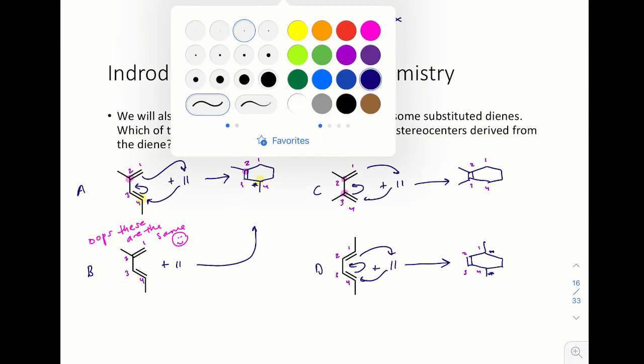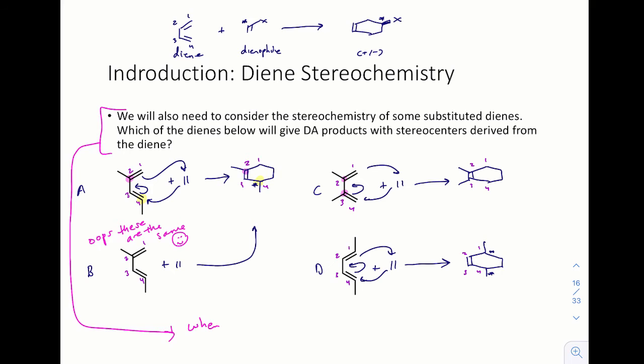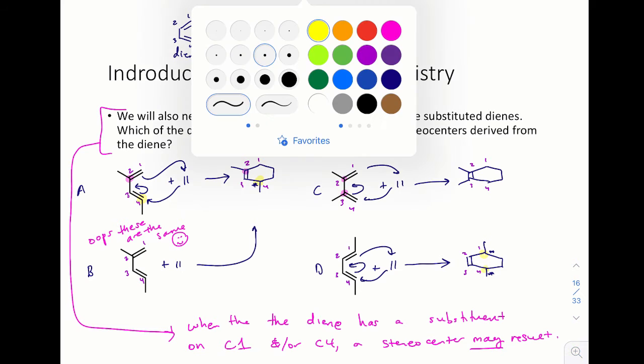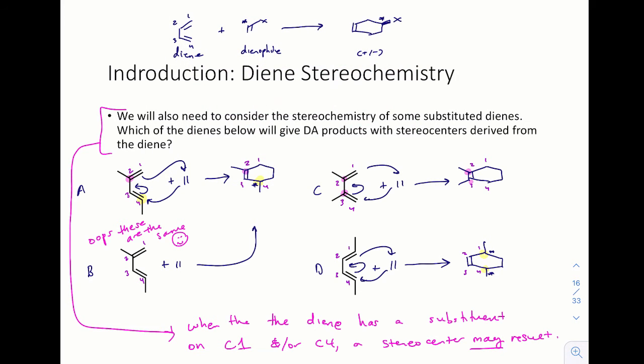But overall, what we see is when the diene has a substituent on either C1 or C4, a stereocenter can result. Carbons 2 and 3, on the other hand, do remain sp2 hybridized and thus cannot represent stereocenters.